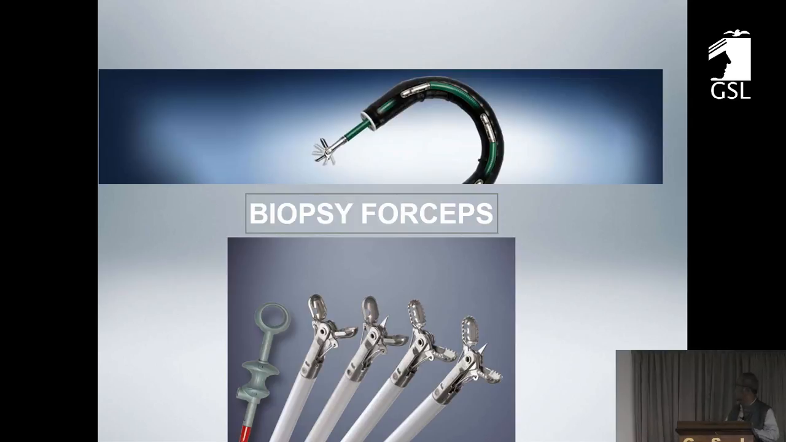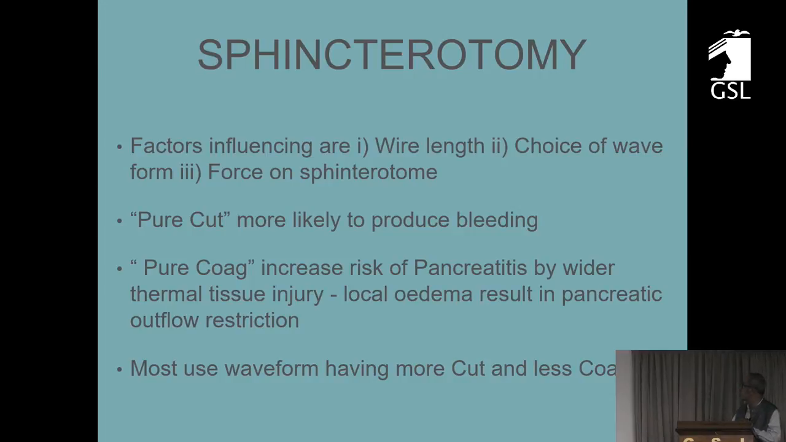Then we come to sphincterotomy. What are the factors influencing? There is wire length, choice of the waveform, force on the sphincterotome. Pure cut is more likely to produce bleeding. Pure coag increases the risk of pancreatitis by wider thermal tissue injury, local edema resulting in pancreatic outflow obstruction. Most use waveforms having more cut and less coag.